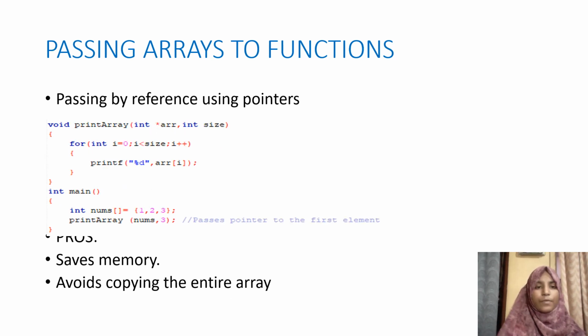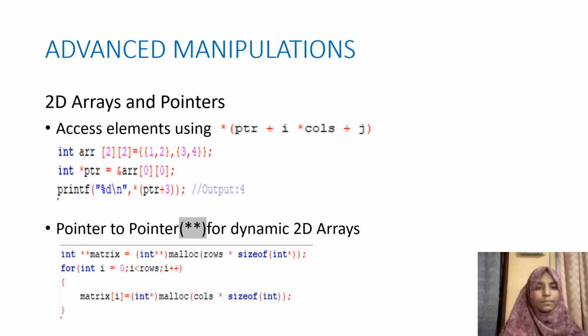Passing arrays to functions: passing by reference using pointers. An example is mentioned for passing the arrays, and the advantages are that it saves memory and avoids copying the entire array. Advanced manipulations include accessing the elements using the mentioned expression and pointer to pointer for dynamic 2D arrays. Examples are also mentioned here.